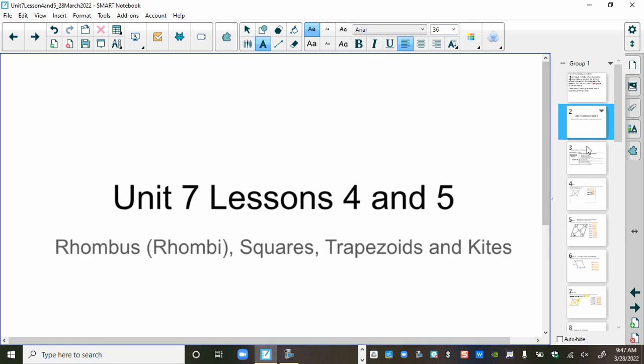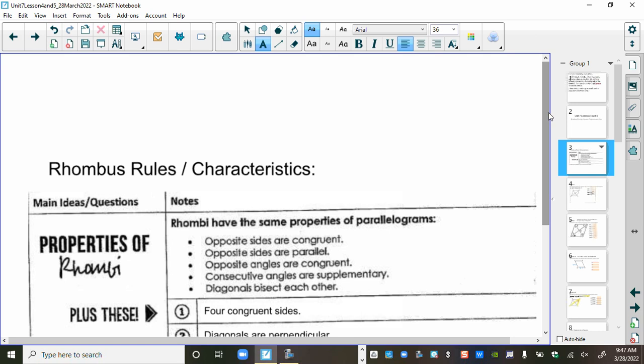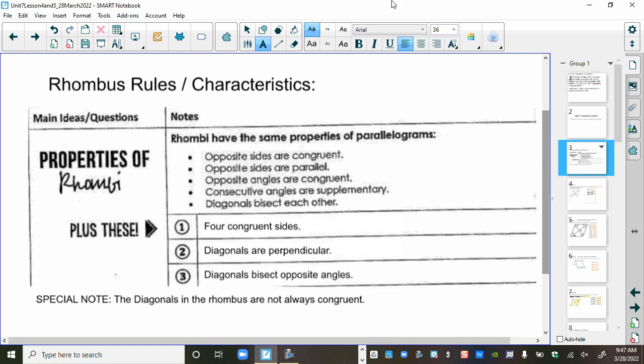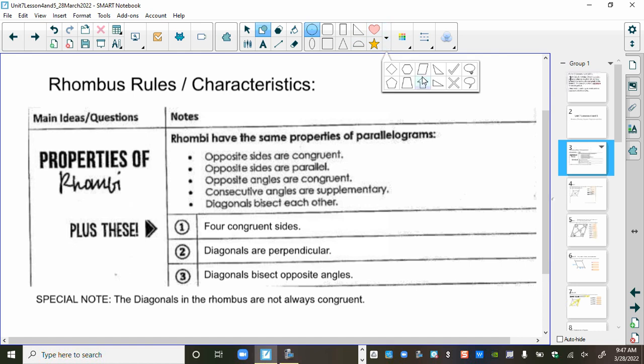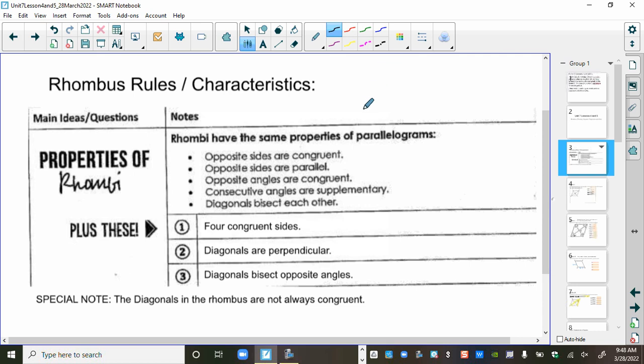So the first thing we're going to talk about, the rhombus. It looks like a parallelogram, but it also looks like a square. It's like the parallelogram in that, oh, I cannot draw it on that, but it kind of looks like a parallelogram in the sense it's slanted. However, it's like a square.